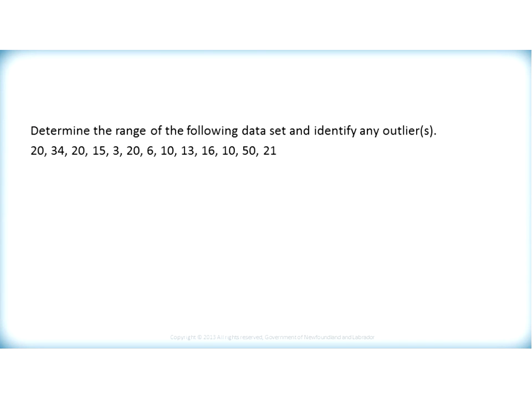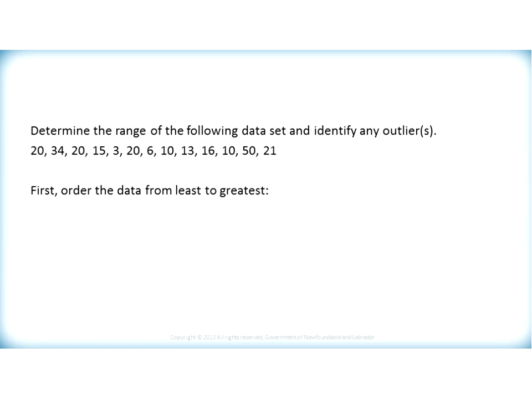So the first thing we're going to look at is the range of the following data set. And we're also going to identify the outliers. So the data is 20, 34, 20, 15, 3, 20, 6, 10, 13, 16, 10, 50, and 21.